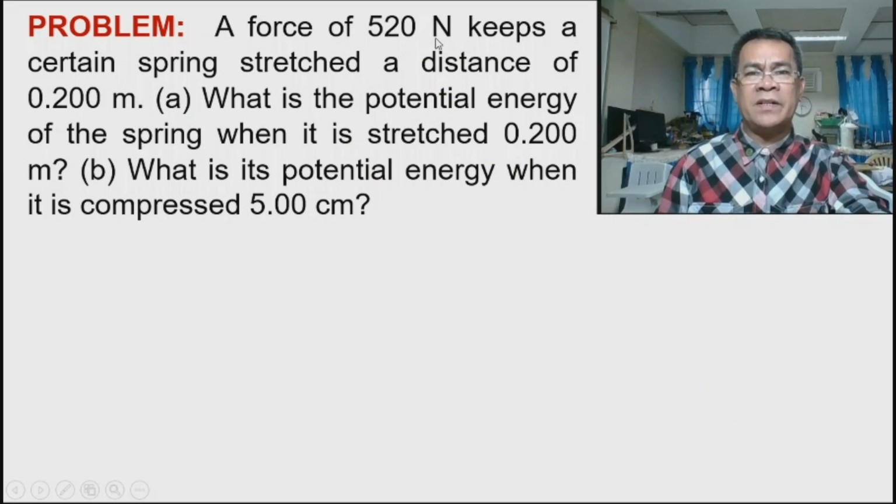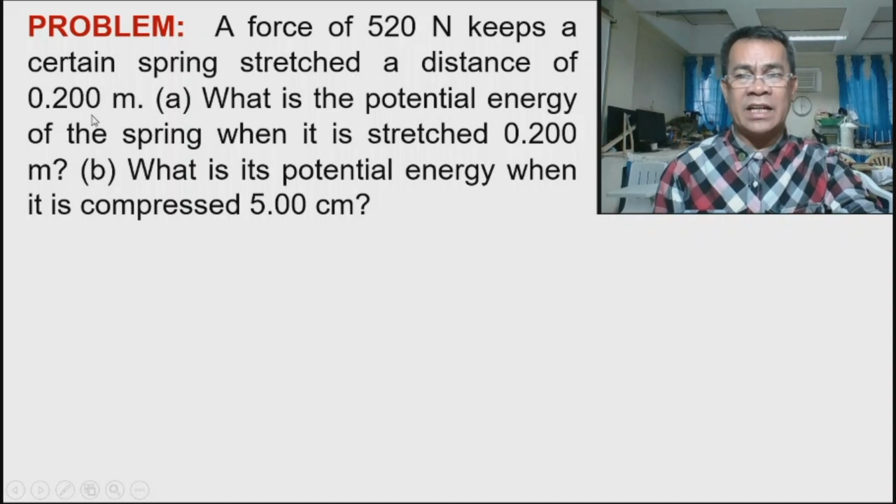A force of 520 newtons keeps a certain spring stretched at a distance of 0.2, which means that if you apply a force of 520 newtons on the spring, the displacement is 0.2 meter. If the displacement is less than 0.2, then the force should be less than 520. If it is greater than 0.2, the force should be greater than 520, because take note, Hooke's law: force is directly proportional to the displacement.